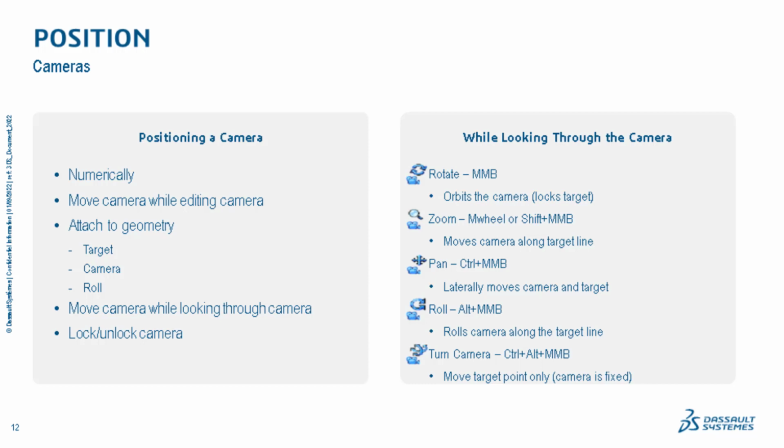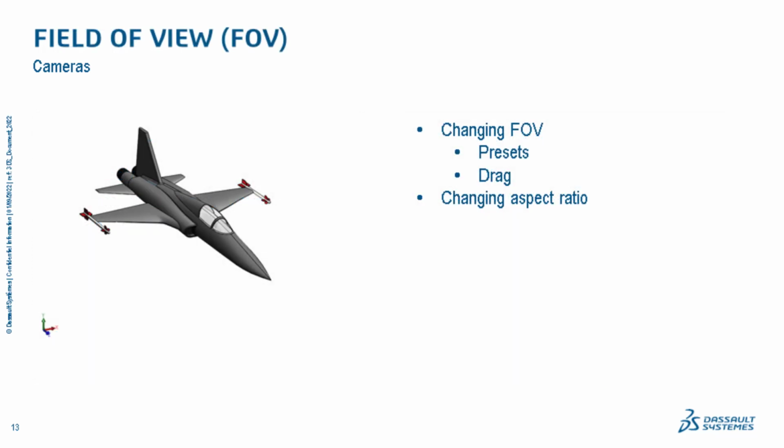And these are controls that you can use to move the camera or the target point either while looking through the camera or while editing the camera. And I'll show you what that means in a minute. So first, we're going to open up this model of the airplane. We're going to go into SOLIDWORKS 3D Experience Connected, and I'm going to open the model from disk.